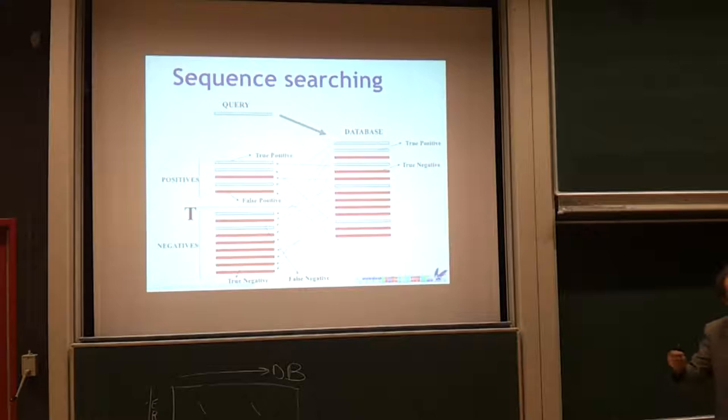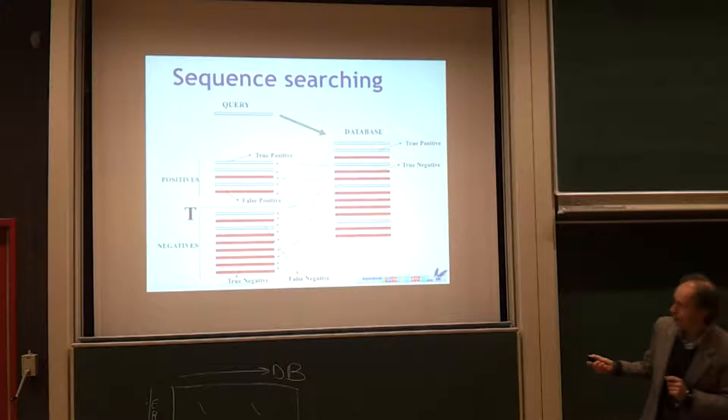So what would you hope to have? The 200 globin sequences should be here, and all the rest would fall seamlessly under the magic threshold. And we know, of course, in reality, that won't always work. So here's what might happen in practice. The sequences that are of the same family as your query are in blue, the sequences that do not belong to that family are in red, and what do you get?